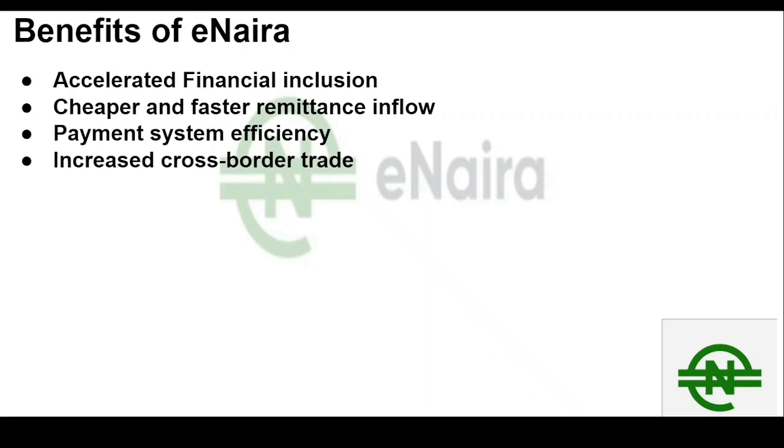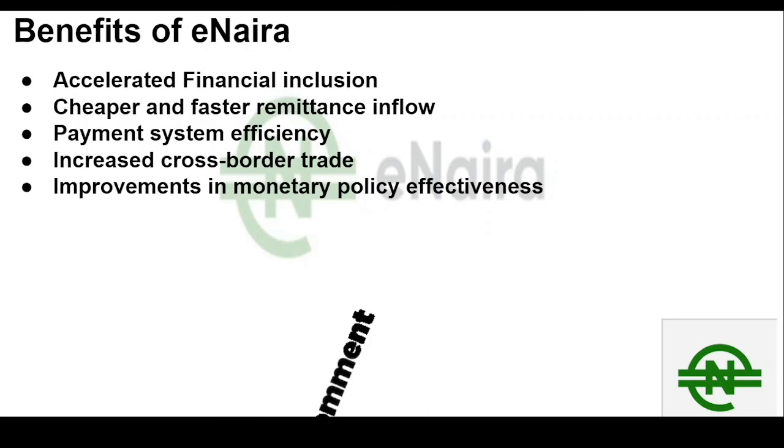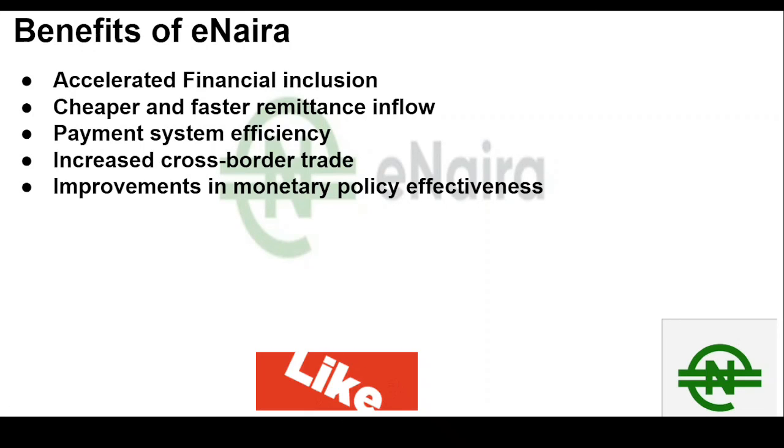So there will not necessarily be a network issue or such, although it might happen, but it makes it more efficient. And it also increases cross-border trade. As I told you earlier, you can now get access to buy things all across the world. So we call it cross-border trade. And similarly, there will be an improvement in monetary policy efficiency. All these things I'm saying are what the CBN has provided and their experts are talking about.